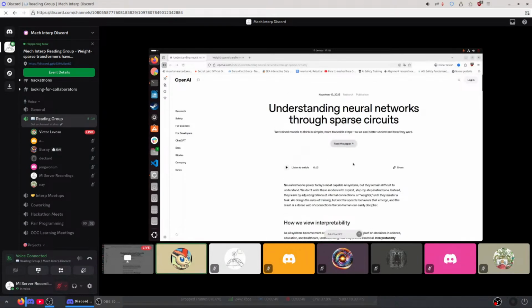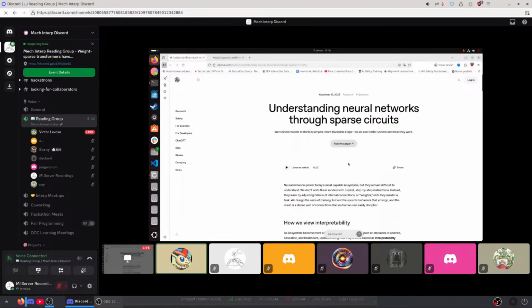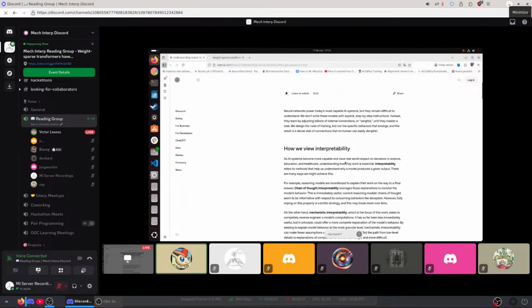Understanding neural networks through sparse circuits. We train models to think in simple, more traceable steps so we can better understand how they work. Okay, so it's about training models apparently.